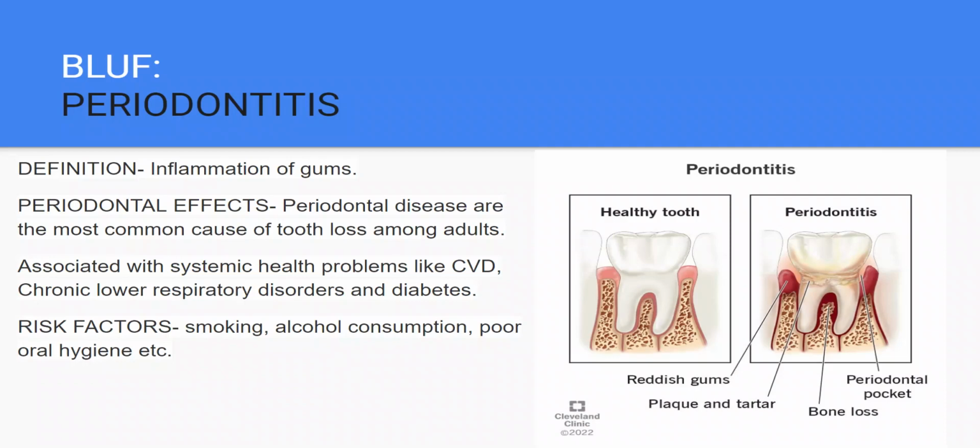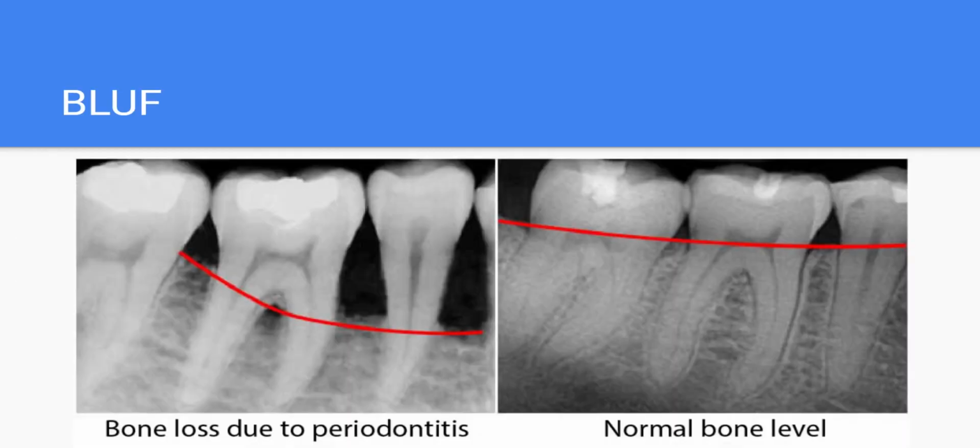Here are some risk factors. Risk factors include smoking, alcohol consumption, poor oral hygiene, and many others. Here you can see the diagram of periodontitis on the right. It shows that the gums are loose and inflamed, and there is bone loss and the teeth become loose in this condition. Now here is an X-ray, and here you can see the bone loss due to periodontitis, and this is the normal bone level.